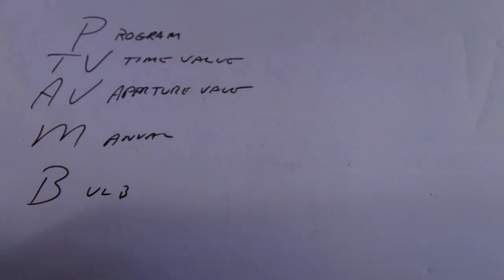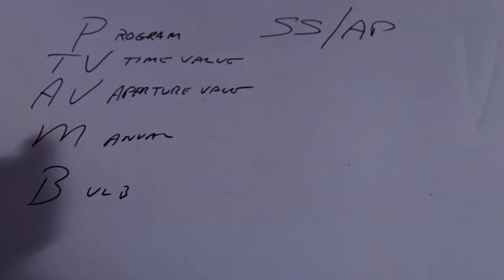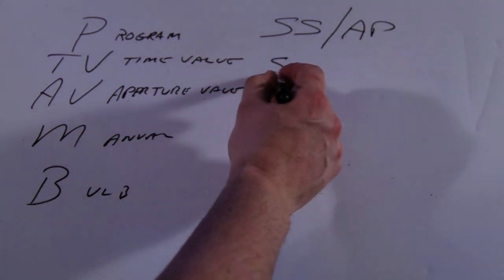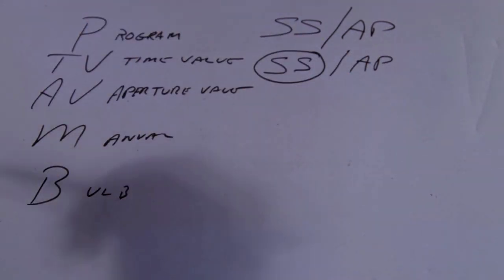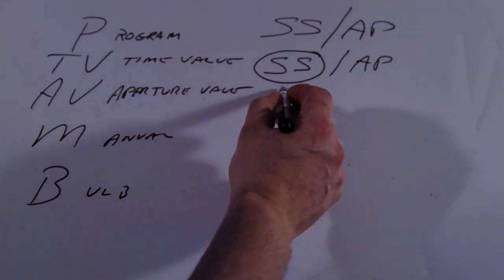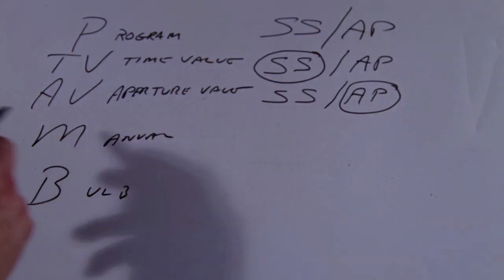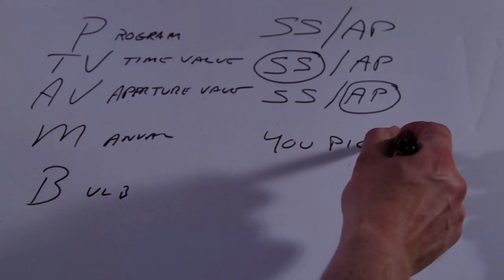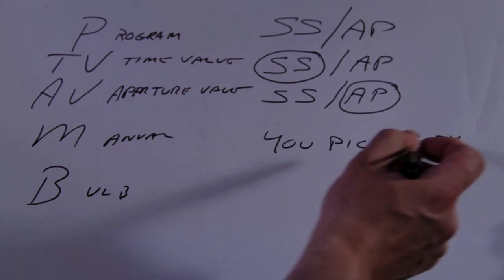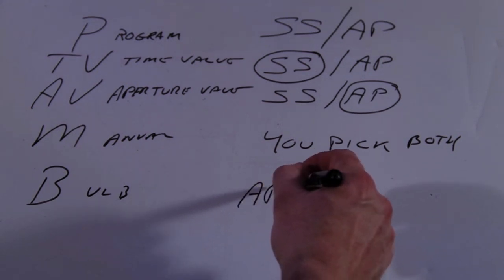So in program, your camera is going to pick your shutter speed and your aperture. In time value, you pick the shutter speed and the camera picks the aperture. So I'll circle shutter speed. In aperture value, the camera picks the shutter speed and you pick the aperture. In manual, you pick both.